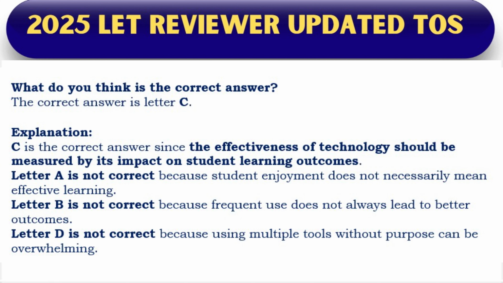What do you think is the correct answer? The correct answer is letter C. Explanation. C is the correct answer since the effectiveness of technology should be measured by its impact on student learning outcomes. Letter A is not correct because student enjoyment does not necessarily mean effective learning. Letter B is not correct because frequent use does not always lead to better outcomes. Letter D is not correct because using multiple tools without purpose can be overwhelming.